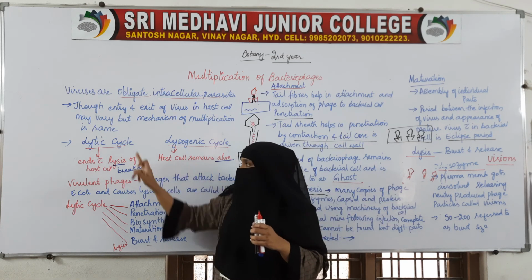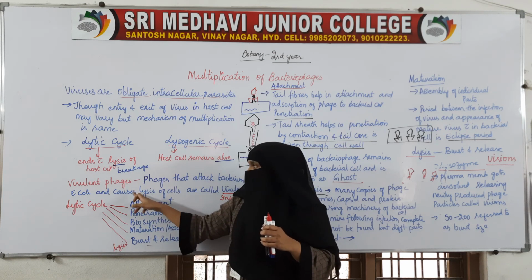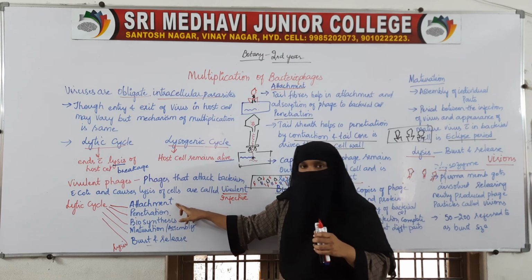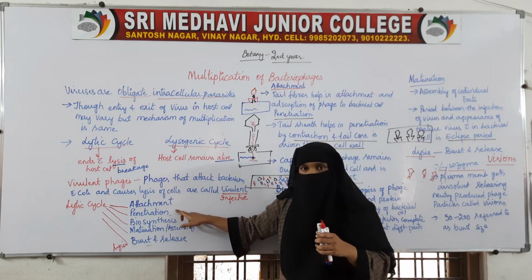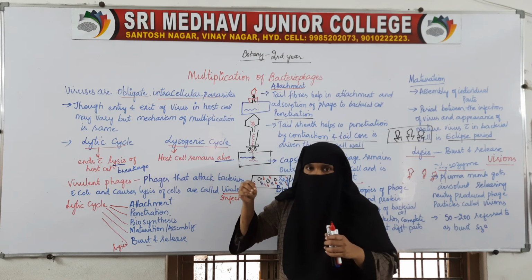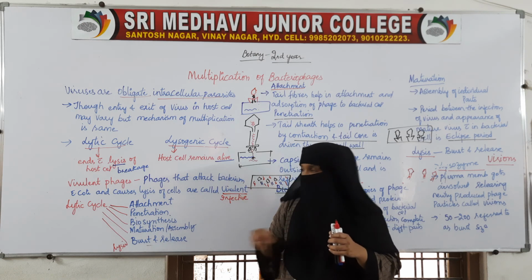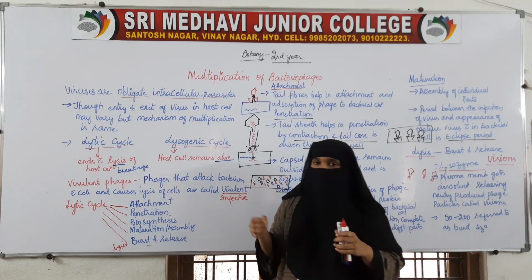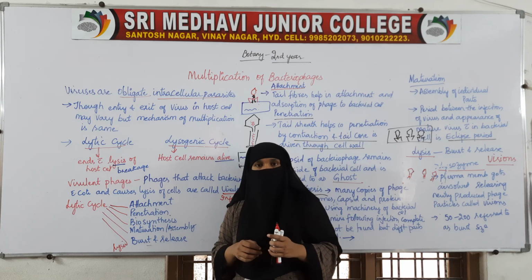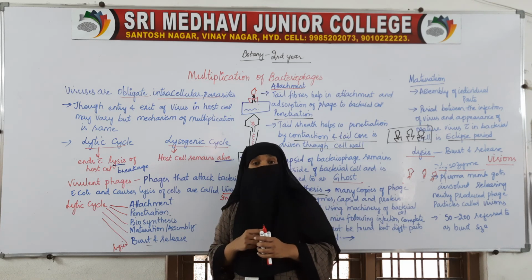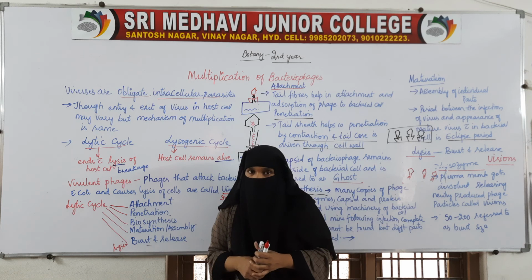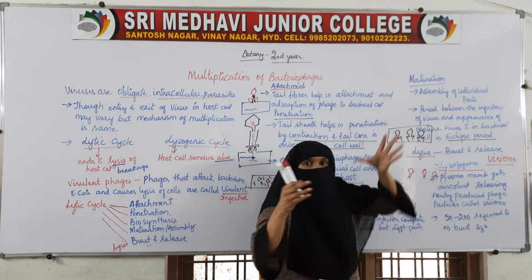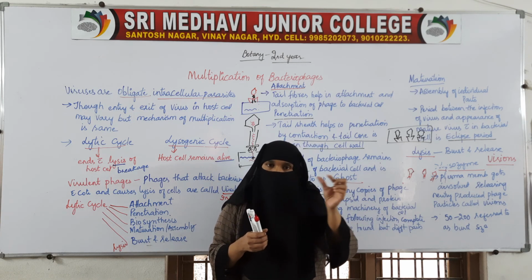So this was about the lytic cycle. It takes place in a few steps. First is attachment of the virus to the cell. Then after attachment, the genetic material is penetrated inside the bacteria. Then the viral DNA will command the bacterial DNA to synthesize the parts. After the synthesis of individual parts of the virus, all the parts will gather and form a complete virus.